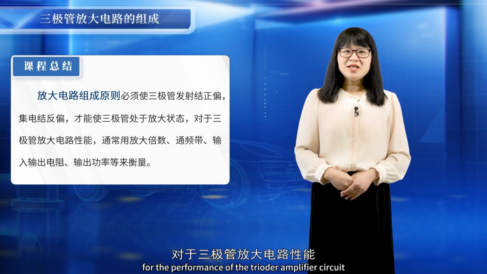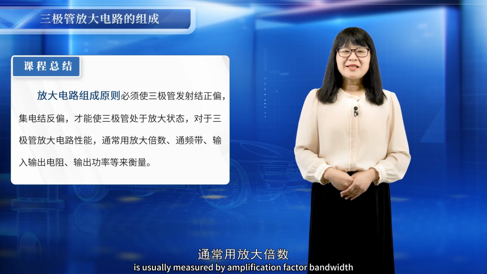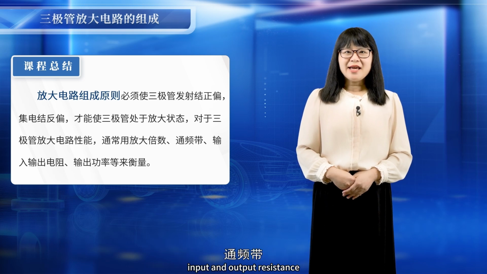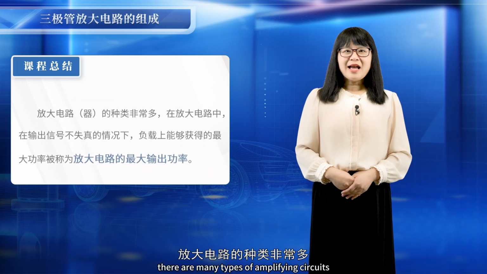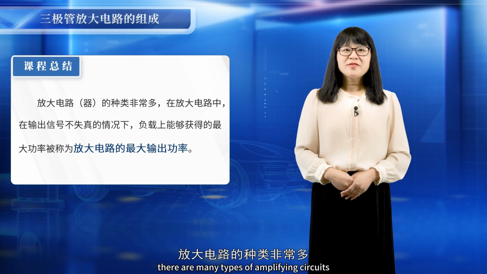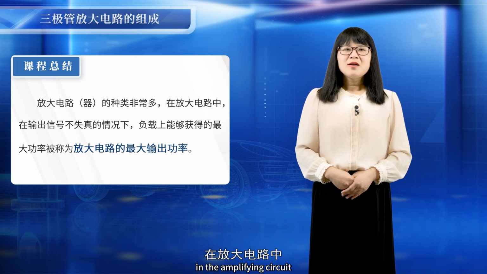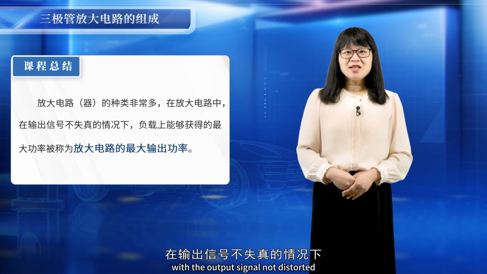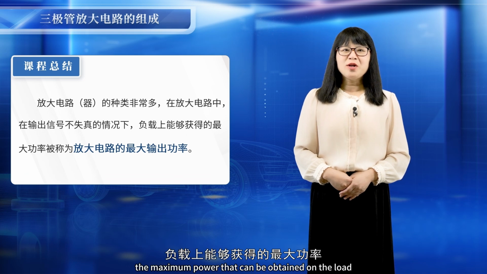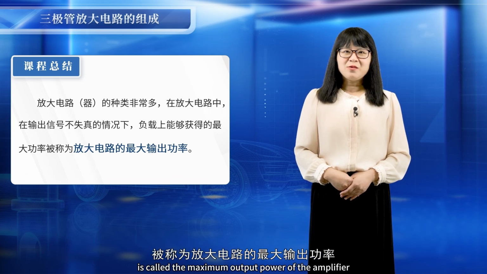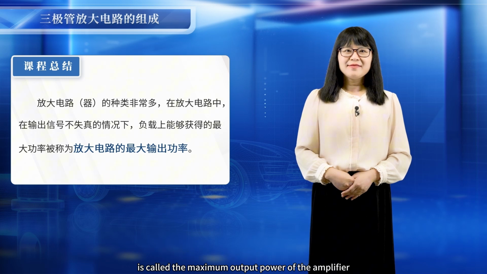The performance of the triode amplifier circuit is usually measured by amplification factor, bandwidth, input and output resistance, output power, and so on. There are many types of amplifying circuits. In the amplifying circuit with the output signal not distorted, the maximum power that can be obtained on the load is called the maximum output power of the amplifier.